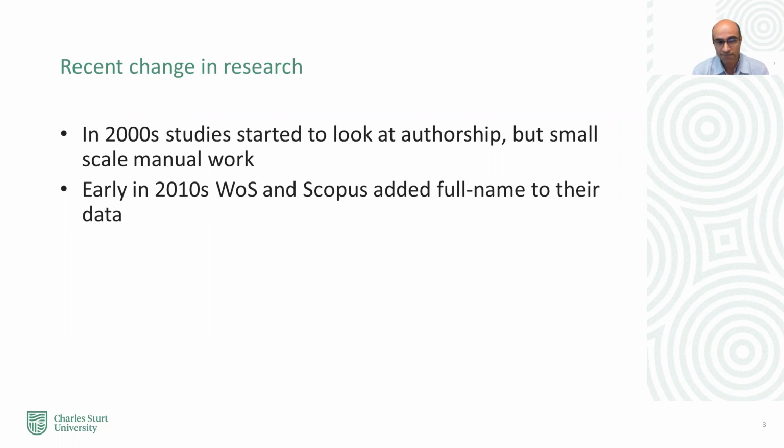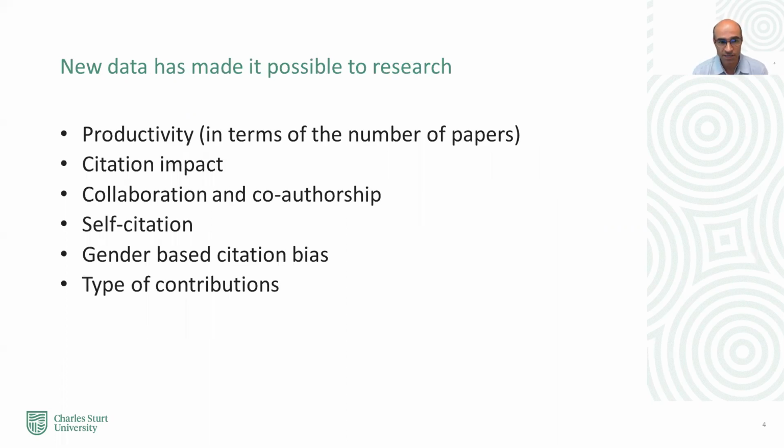In the early 2010s, Web of Science, in 2011, started adding full names to the database. So before that, when you did a search in Scopus or Web of Science, you would get only the initials. For instance, it would say H. Jamali. But after early 2010, they added the full name, whatever people put on the paper, that you could see in the database as well. And people saw an opportunity that they could use the first name as a proxy to identify the gender of people and therefore do larger scale studies about questions like productivity, whether male and female are producing the same number of papers.